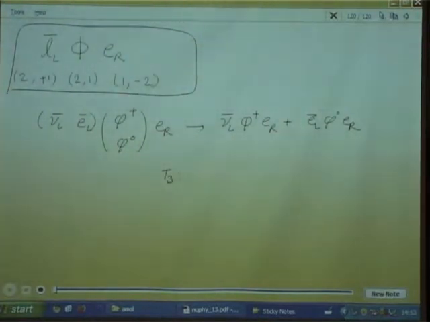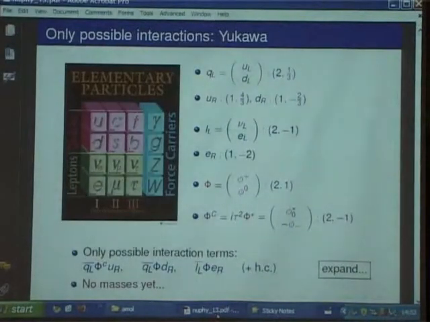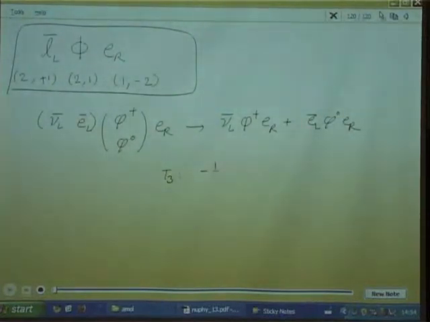So let's see T3 conservation. What is the T3 of mu L bar? mu L is plus half, so mu L bar is minus half. Phi plus is phi 0, so plus half. And ER is a singlet, so it's 0. So this term is okay under T3.